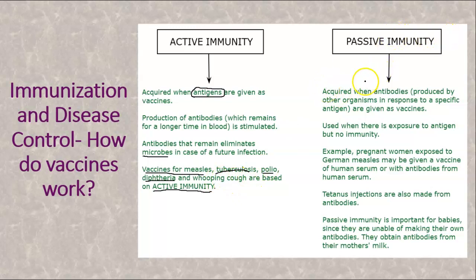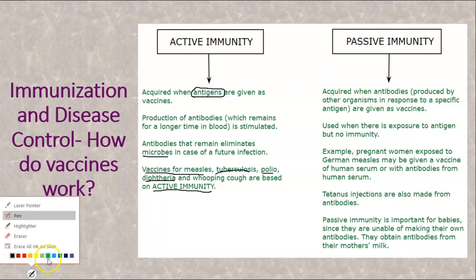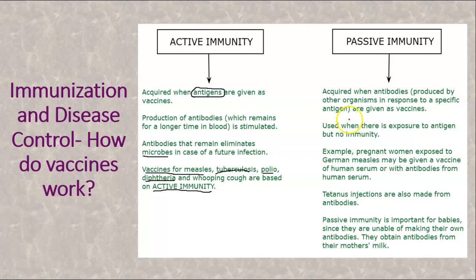Passive immunity, on the other hand, is acquired when antibodies are given as vaccine. These antibodies are produced by other organisms in response to a specific antigen. They are extracted from those organisms and given as vaccines.